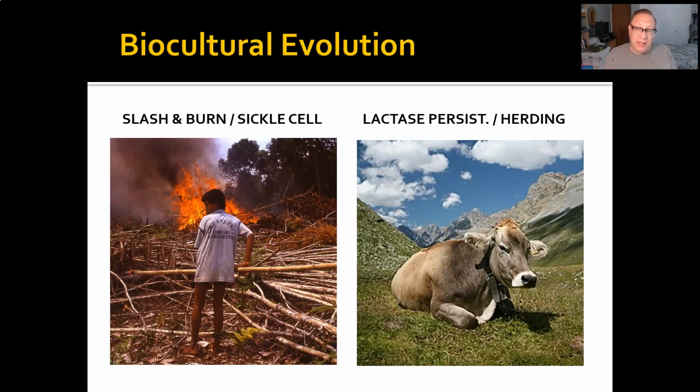There again, you've got this interaction between a behavioral trait, a cultural trait that is herding animals and eating dairy products, and a biological trait which has no advantage under normal circumstances in humans, but once you start consuming dairy products, it has great selective advantages. So there again, the behavior puts pressures and alters the way evolution happens. So that is a biocultural interaction as well.